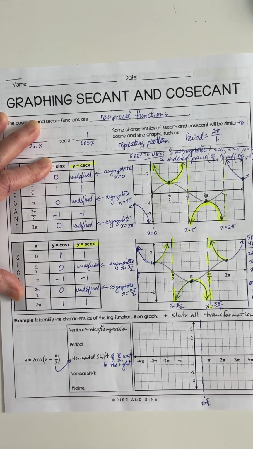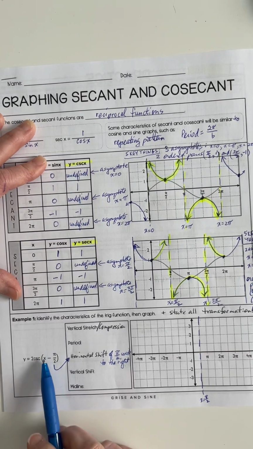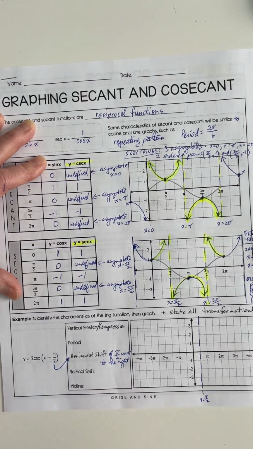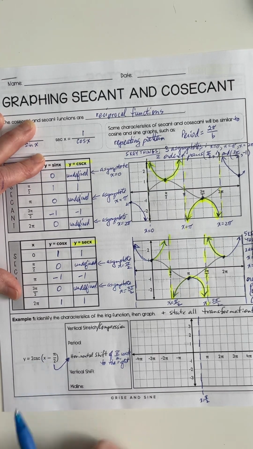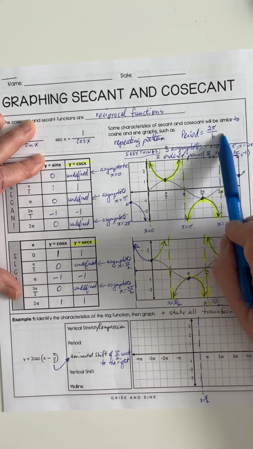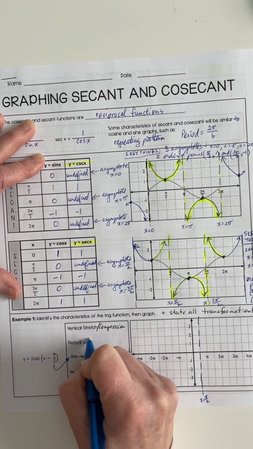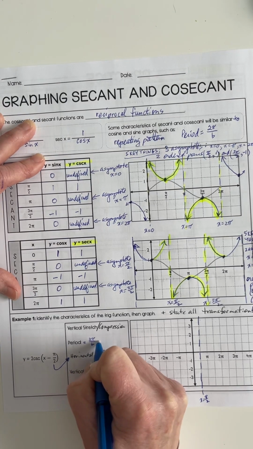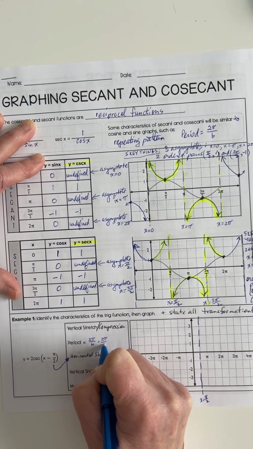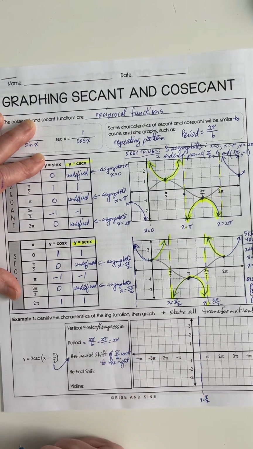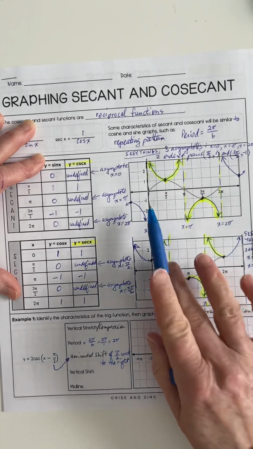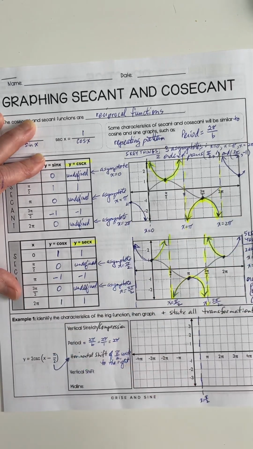Okay, now there's no b value here, in their transformational form. Transformational form of a secant and cosecant function looks exactly like all of our other trig functions. So there's no b value, which means b is 1. So there's no change in the period. So we know period is 2 pi over b. b is 1. So therefore the period is 2 pi. All right, so it'll follow this same pattern here. So there's a separation of pi between each asymptote.